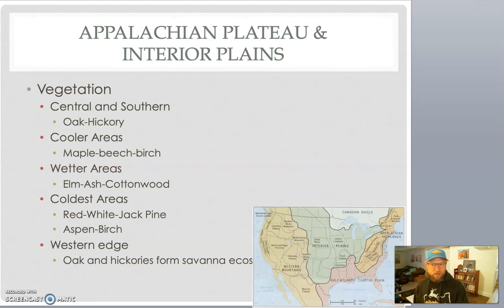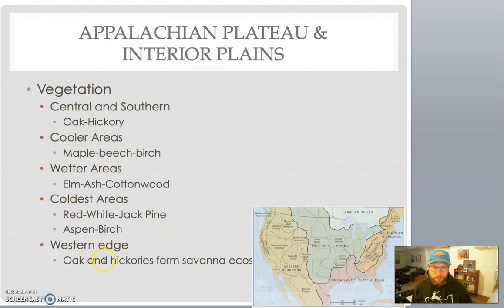In the wettest areas, you're going to see elm ash cottonwood show up. So this is the first place we've talked about that forest cover type. And then in the most northern regions, you're going to see red white jack pine and the aspen birch show up. So we're starting to get almost into transitional forest in the most northern places. And so there we're talking about northern Michigan, parts of Wisconsin and Minnesota, where we might see these red white jack pine and aspen birch forests showing up along with some of these other forest cover types.